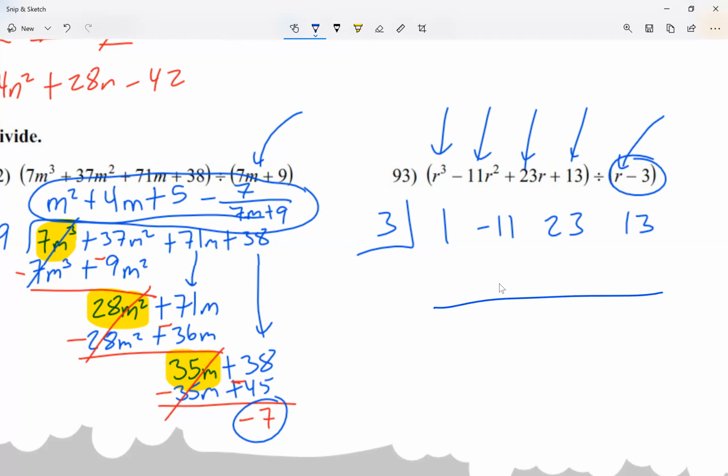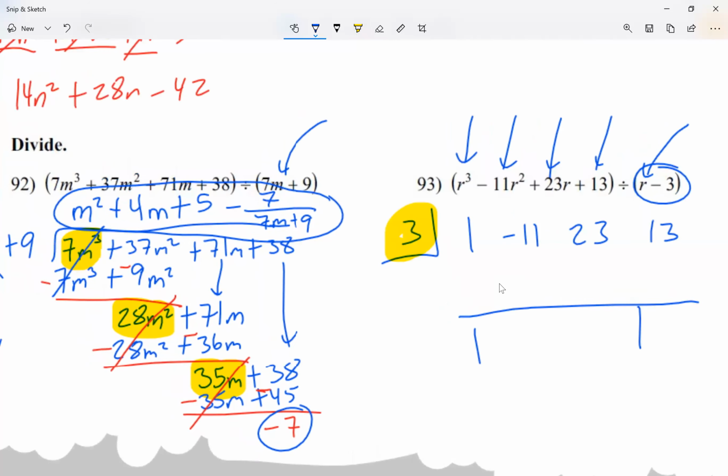And I'm going to write a little line here. And I'm going to put a little box here at the far right. Whatever I have in that box is my remainder. Hopefully it's a 0. Most of the time, in my case, it's not going to be a 0. So, let me bring down the first number. So it's just the 1. And I'm going to multiply it 1 times 3. I'm going to multiply always by this number right here. So 1 times 3 is 3, right?